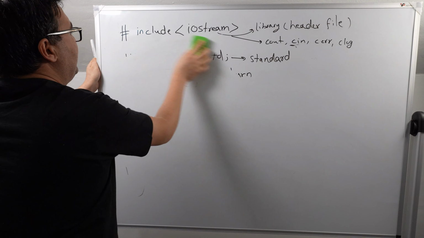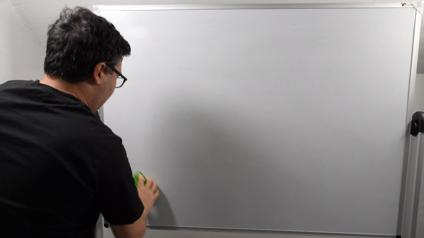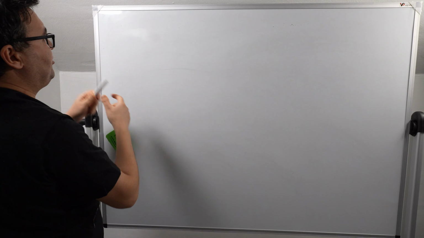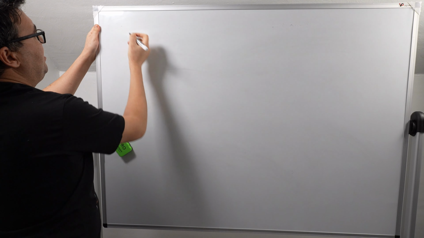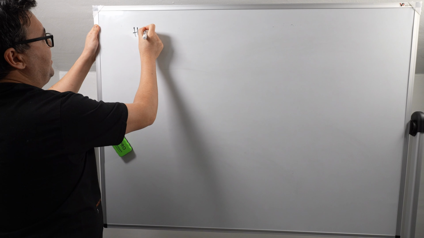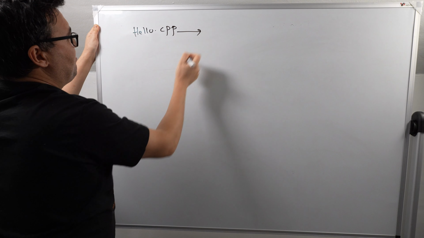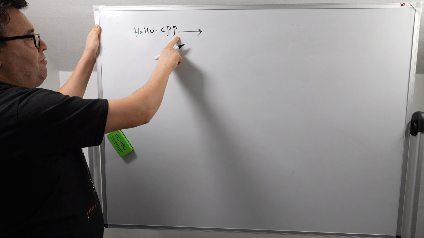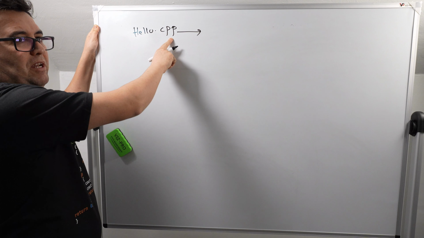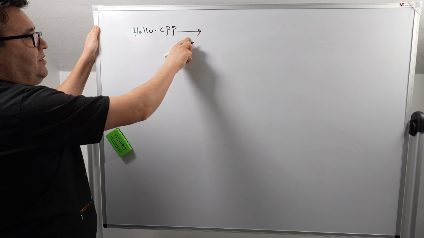So when we write any source file, we save that file with a name, like I put the name hello.cpp. And this .cpp tells the computer that this is a C++ file. Then we need to compile this program.